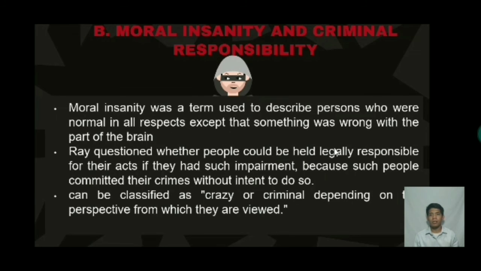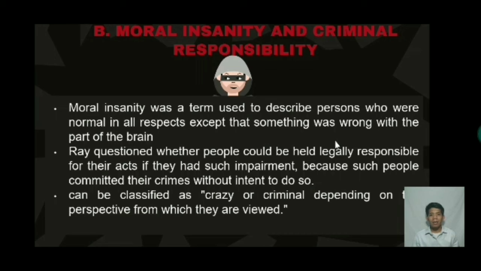So the next is the moral insanity and criminal responsibility. According to Isaac Ray, moral insanity was a term used to describe persons who were normal in all aspects except that something was wrong with a part of the brain. Ray questioned whether people could be held legally responsible for their acts if they had such impairment, because such people committed their crimes without intent to do so, and can be classified as crazy or criminal depending on the perspective from which they are viewed.